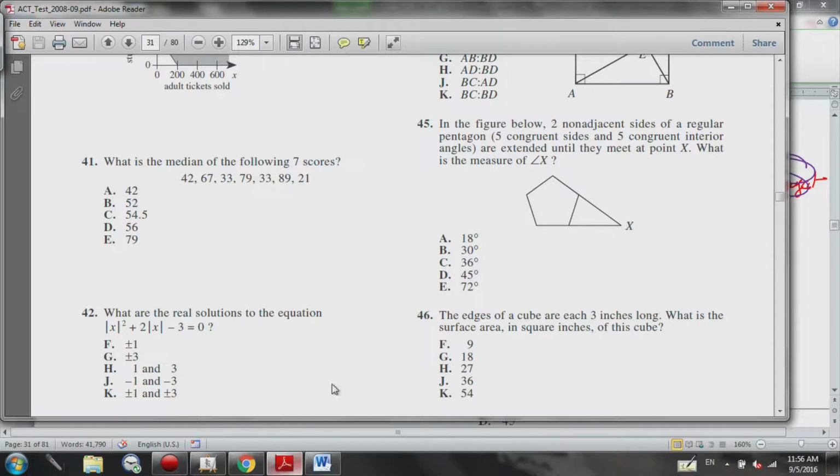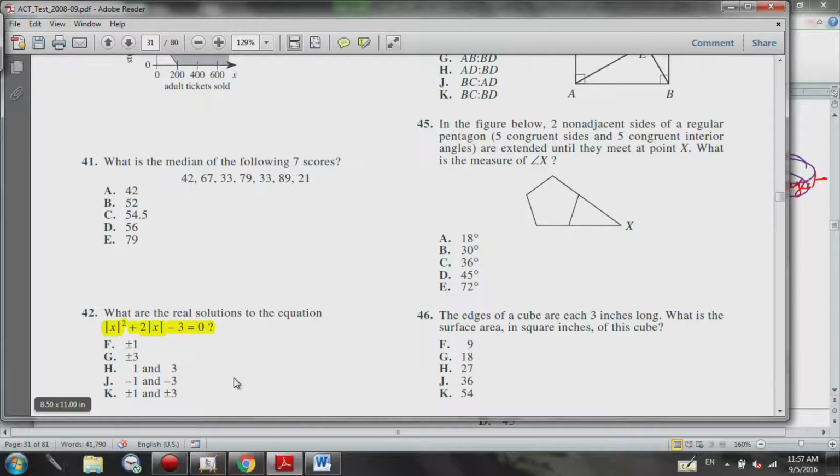Question number 42 is over here. Okay, what are the real solutions to the equation? So here you're given a quadratic equation with absolute values, and you're asked to find the real solutions, and you're given these choices. One way of doing this is just plugging these numbers in and seeing which one works. It looks like it's going to be 1 and 3 or some combination thereof.